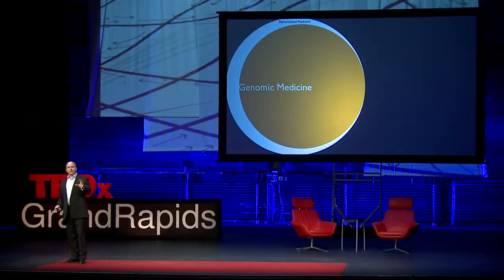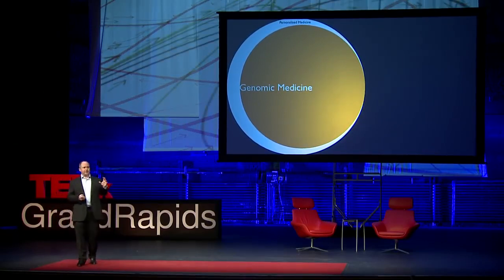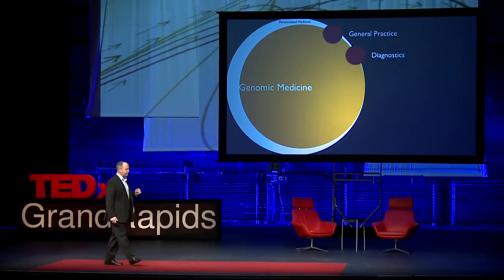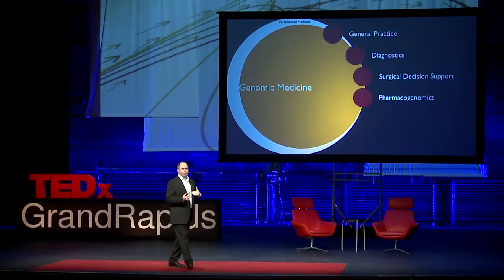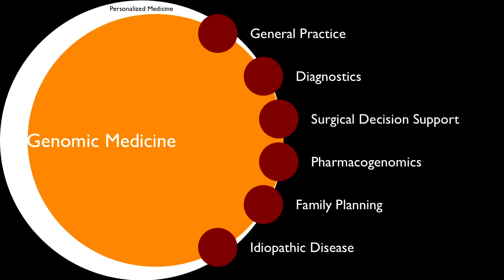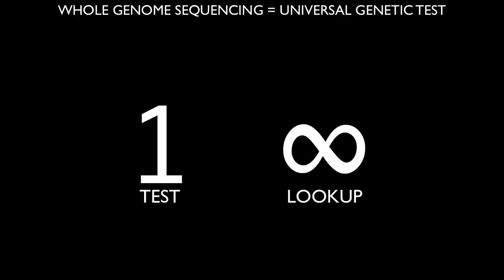And genomic medicine actually forms the largest component of personalized medicine, and it's these order and organization of the A's, C's, G's, and T's. And so what I'm going to do now is go through a few different applications of genomic medicine, from general practice all the way through idiopathic disease. It's important to understand, though, that genome sequencing is a universal genetic test, and the real promise of genomic medicine relies on genome sequencing.